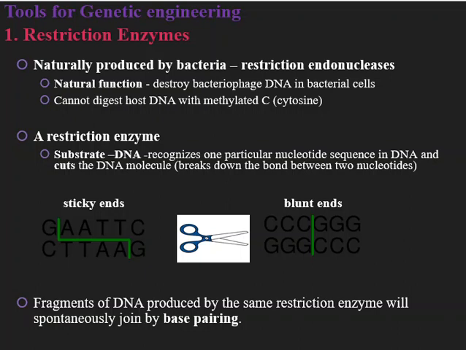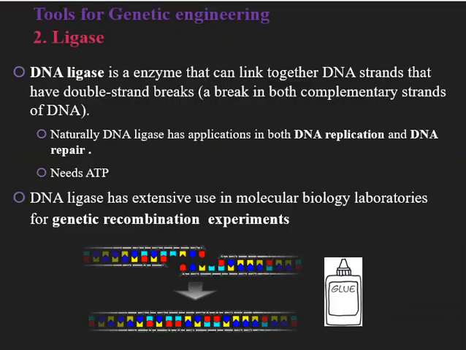nucleotides. Restriction enzymes have two ways, as I said: creating sticky ends or creating blunt ends. Now, ligase is like the glue that sticks complementary strands of DNA, and it's really important in basically everything, and it needs ATP, it needs energy. DNA ligase has extensive use in molecular biology laboratories for genetic recombinant experiments.